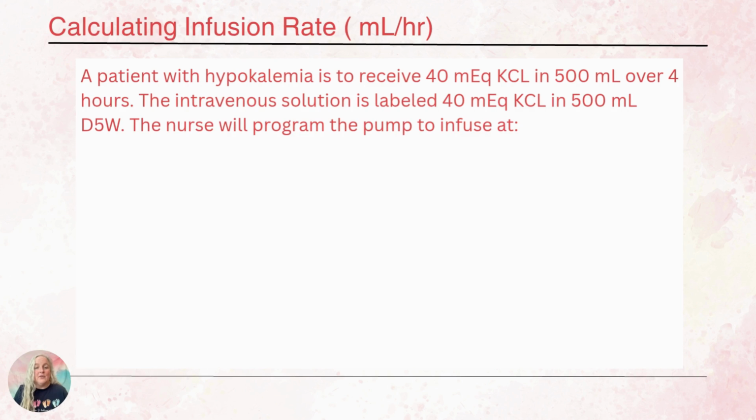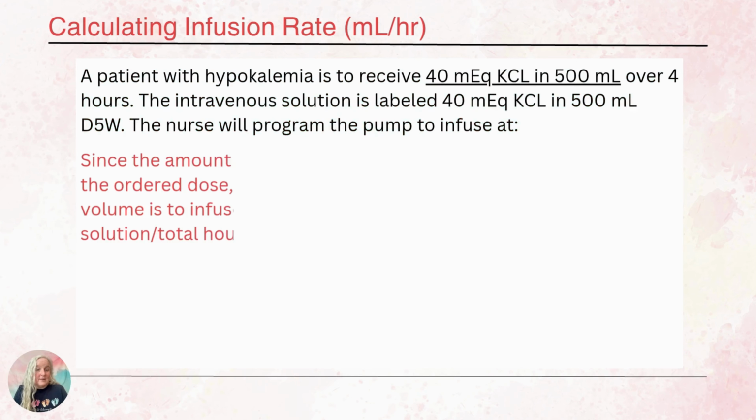A patient with hypokalemia is to receive 40 milliequivalents of potassium chloride in 500 milliliters of solution over 4 hours. The IV solution is labeled 40 milliequivalents of potassium chloride in 500 milliliters of D5W. The nurse will program the pump to infuse at what rate?